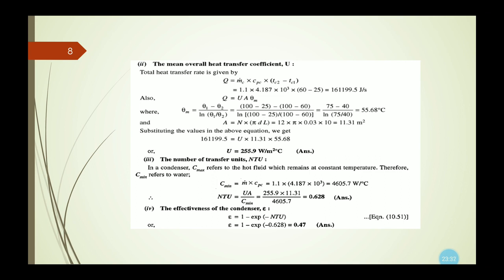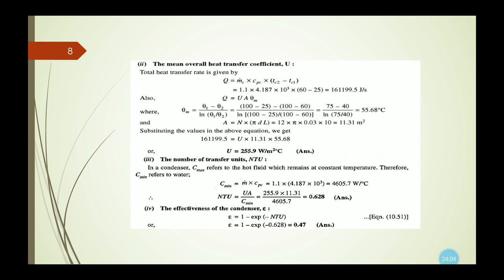So in this way, using the concept of the LMTD, we have calculated the mean overall heat transfer coefficient. Now the number of transfer units, that is NTU. The formula for the NTU, we have seen, is UA divided by C min. In a condenser, the C max refers to the hot fluid which remains at constant temperature. So that means C min refers to the water.